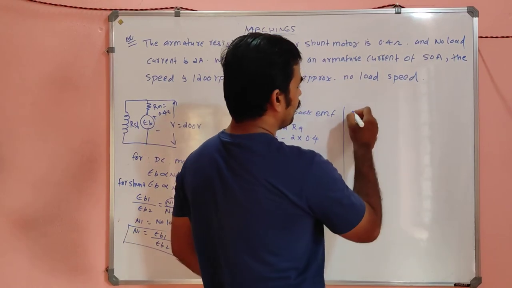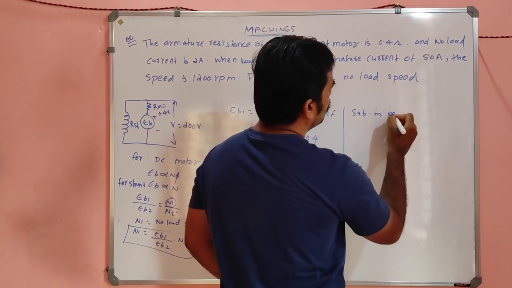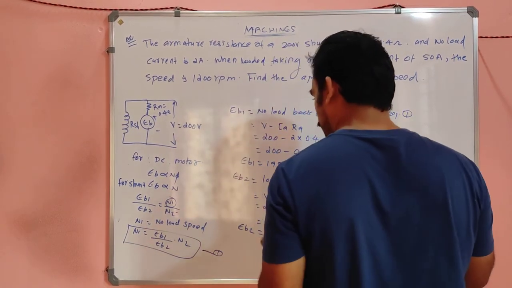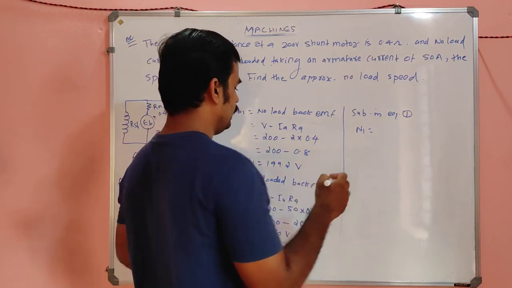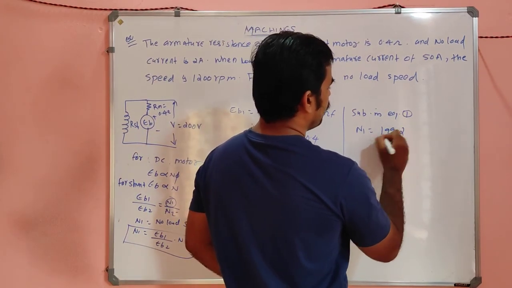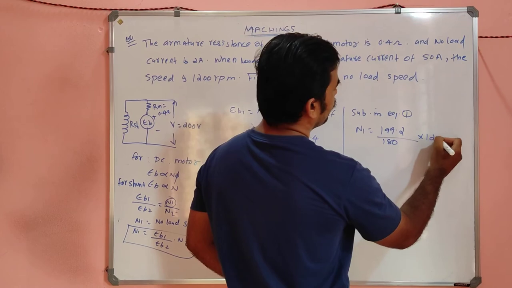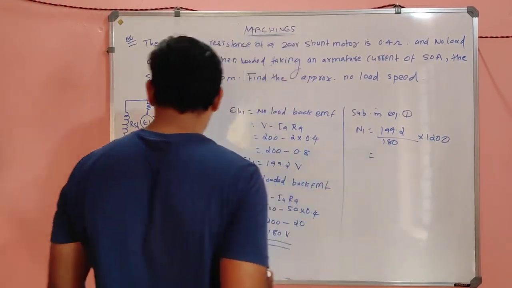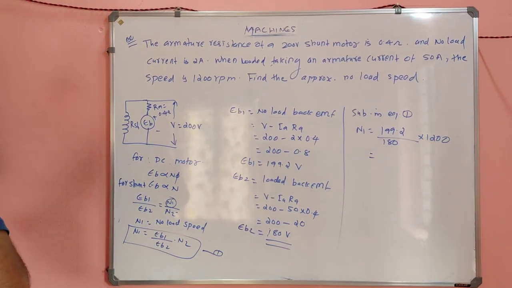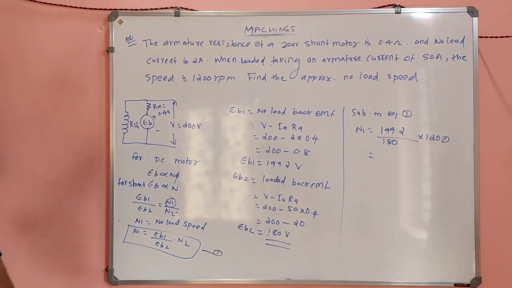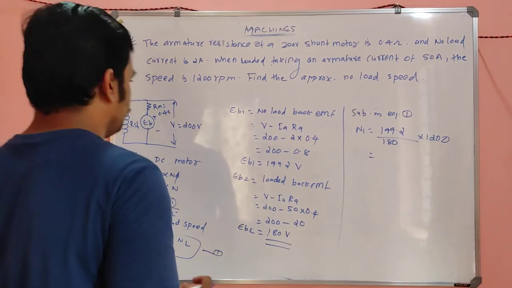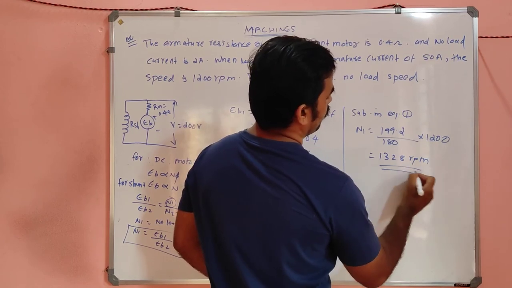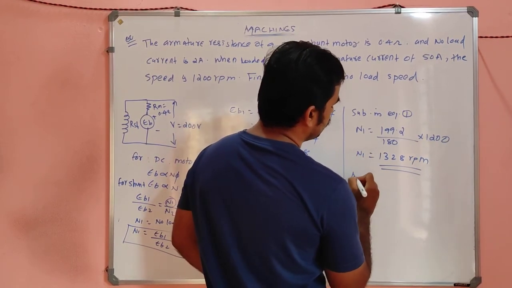Substitute in equation number 1. N1 will be equal to EB1 by EB2 into N2. EB1 is 199.2, and N2 is given as 1200. So the answer will be obtained as 1328 rpm, my dears. That is nothing but the no load speed.